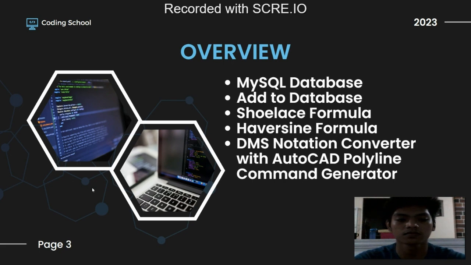Next slide, please. As per the overview of our Python program, this is a Python script that connects to a MySQL database and allows the user to add data to the database and perform calculations on the data. The script contains a menu of 5 options, including view the database, add to database, perform a shoelace calculation to get the area of the lot, perform a haversine calculation to calculate the distances between 2 points, and convert DMS notation to AutoCAD polyline commands. The script uses the MySQL connector library to connect the database and perform database operations and calculations.